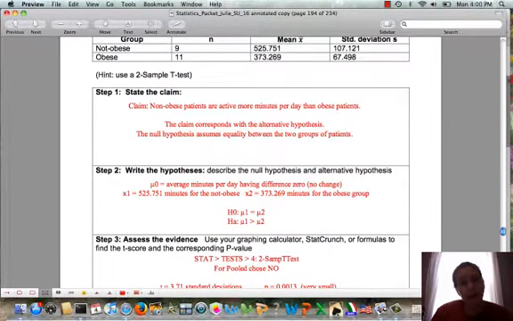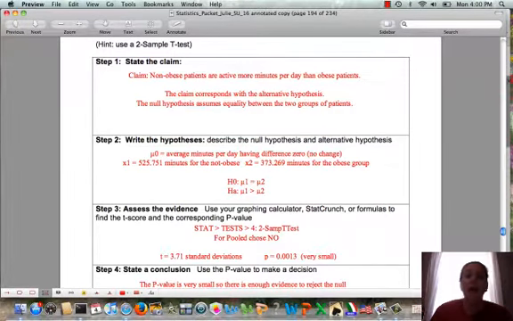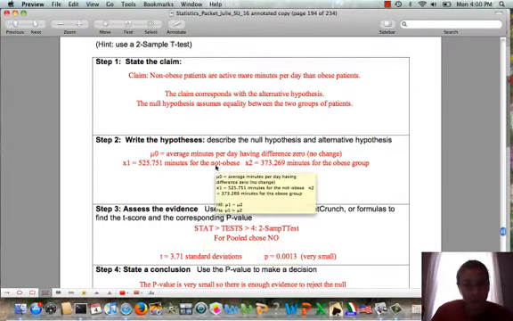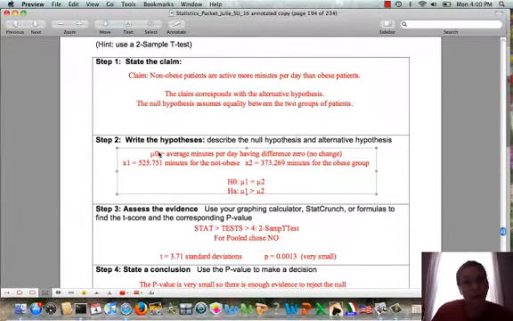Step 1, we state the claim. So the claim is that non-obese patients are more active, or are active more minutes per day, than the obese patients. So the claim corresponds with the alternative hypothesis. The null hypothesis assumes equality between the two groups of patients. So when we write our hypotheses, we're assuming that mu sub 0, that's the population mean, is the average minutes per day having 0 difference or no change between the two groups.